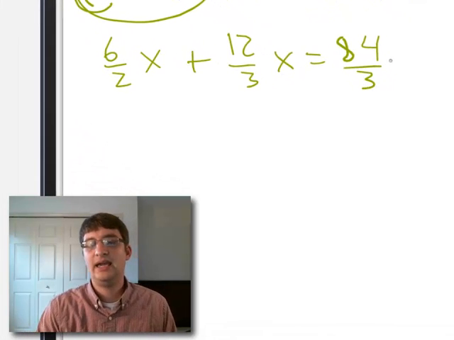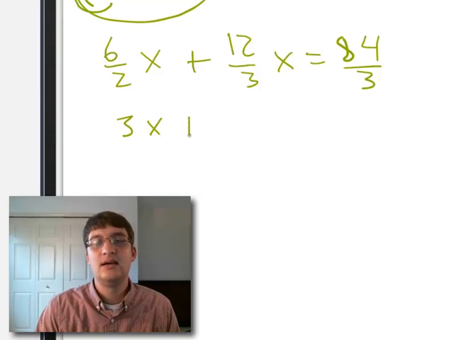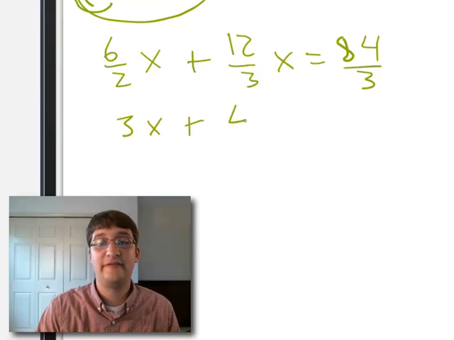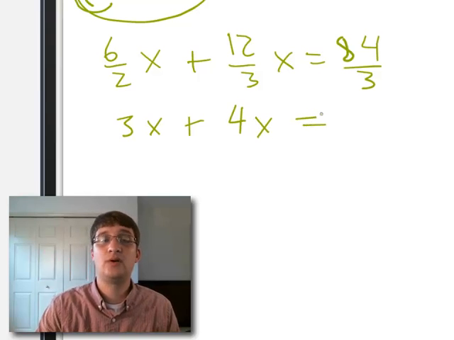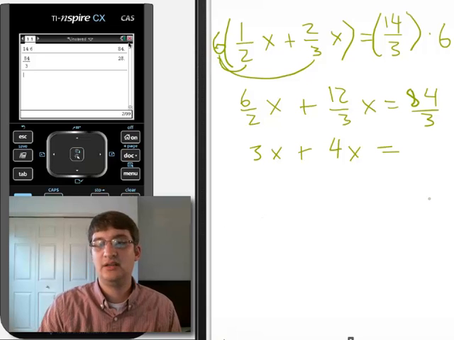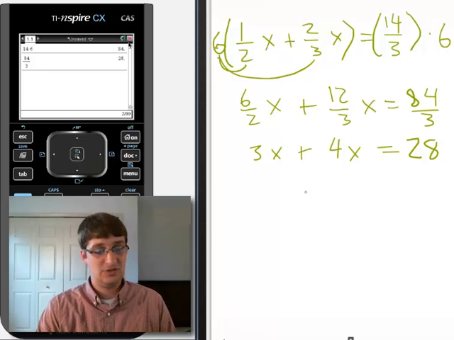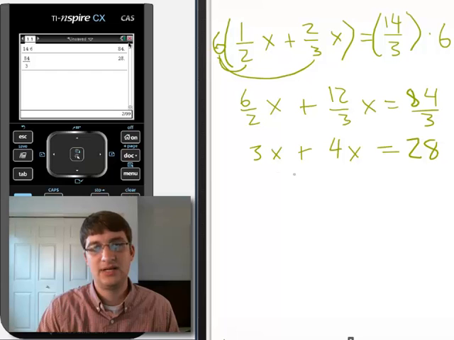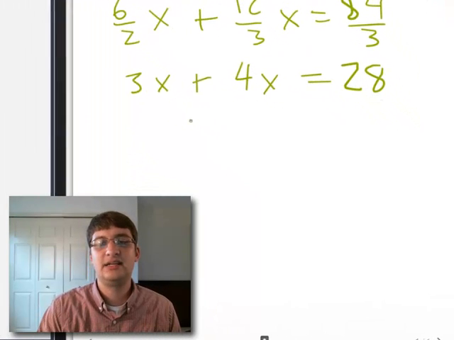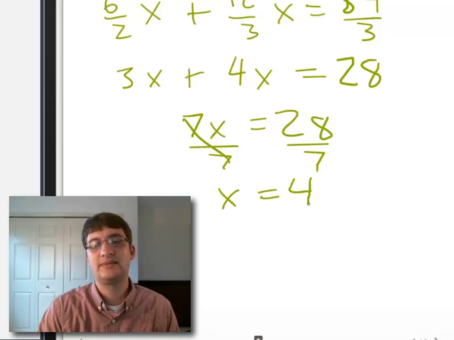And you'll notice a lot of these are going to be easy to solve now. 6 divided by 2 is just 3x, plus 12 divided by 3, which gives me 4x, equals 84 over 3. And if you're not sure what that is, again, you can use that calculator, divide that by 3, and you're going to get 28. Now we can just solve it as normal. We can combine like terms here because we have to simplify each side of the equal sign. That's going to give us 7x equals 28. You know the deal from here on out. I'm going to divide by 7, and I get x equals 4 as my answer.